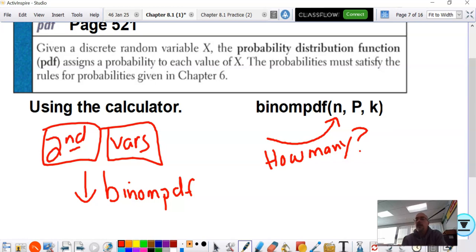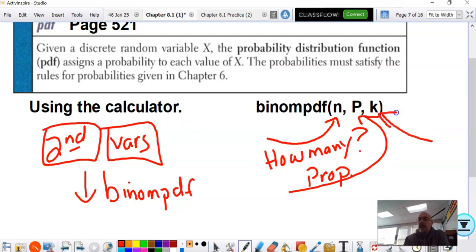All right. P is the probability. And K is the number of successes. All right, and again, I'm going to demonstrate with that.